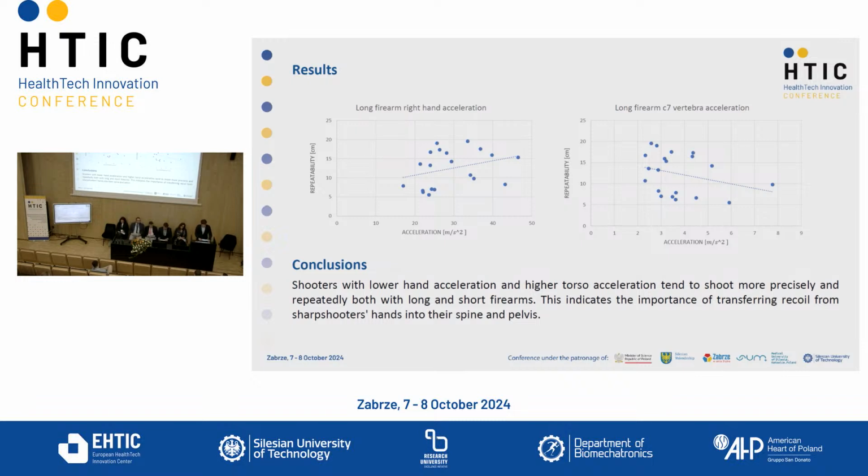All the results are pretty much the same for both long and short firearms, and they indicate one thing: that with less hand acceleration and higher torso acceleration comes not only better accuracy but also better repeatability. This may stem from the fact that professional shooters tend to counter-react to the recoil by moving their torso, while the less advanced contestants usually counter-reacted to recoil by moving their hands, which is not correct. Thank you very much.